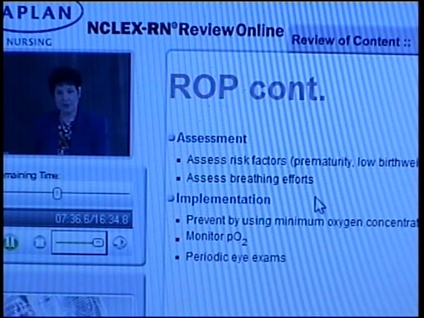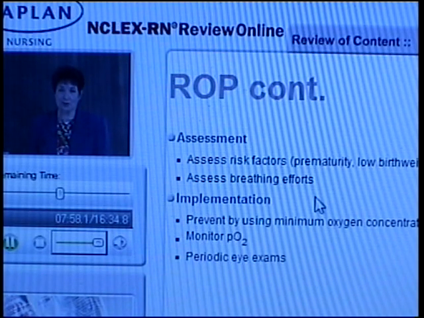What you'll see under assessment is that there will be risk factors, for example prematurity or low birth weight. And again, you should assess the infant's breathing efforts, because anoxia and problems with that will lead to ROP. The treatment is they use cryotherapy or laser therapy to stop the progression of the disease.